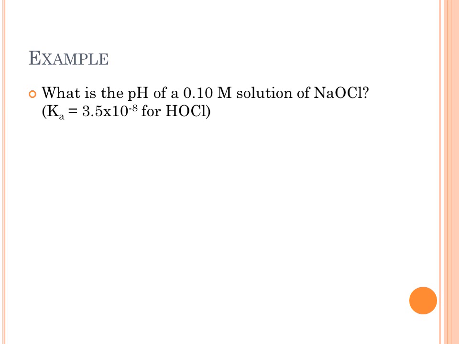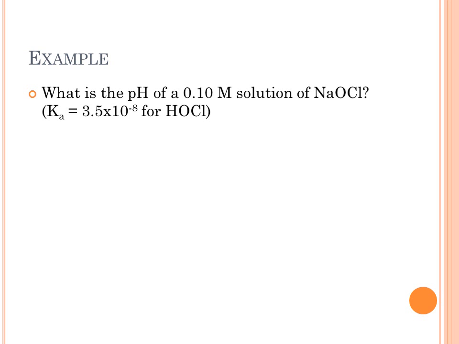Now let's actually put some numbers to it. Let's calculate the pH of a 0.1 molar solution of sodium hypochlorite. They gave you the Ka for hypochlorous acid being 3.5 times 10 to the negative 8th. And you can pull that out, again, out of a table of values of Ka's for various acids. Now we know sodium ion is neutral, so we don't really care about that for our intents and purposes.